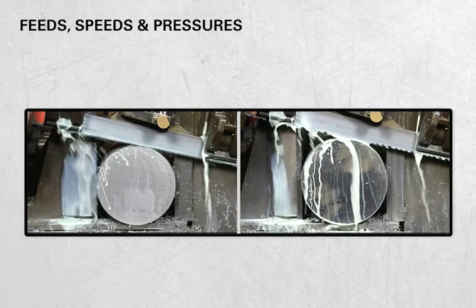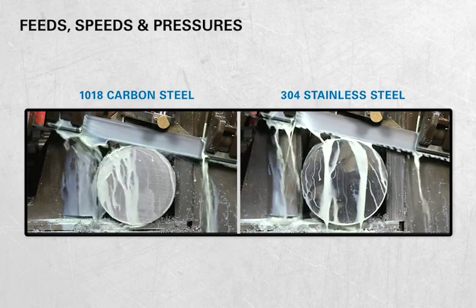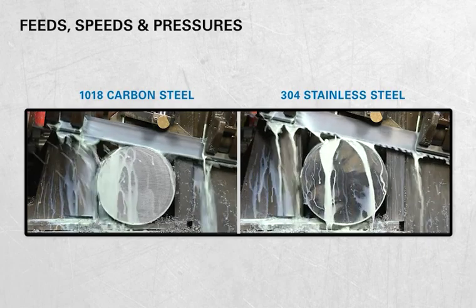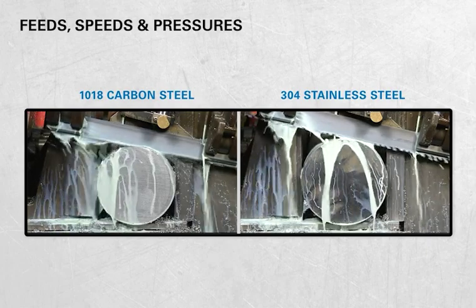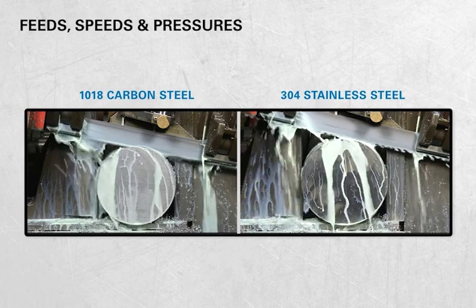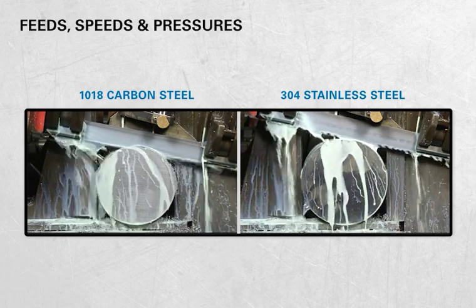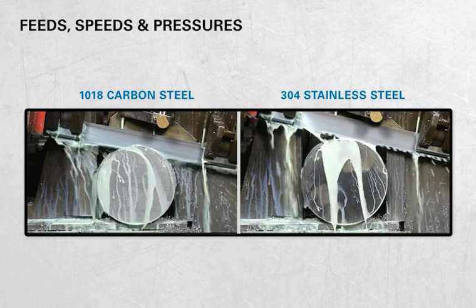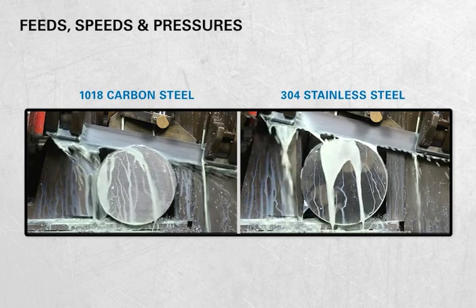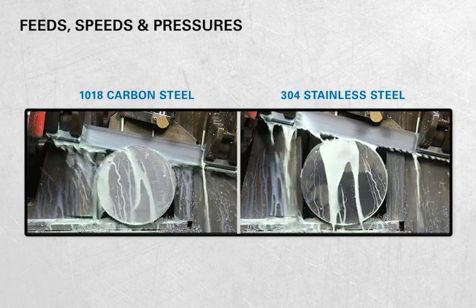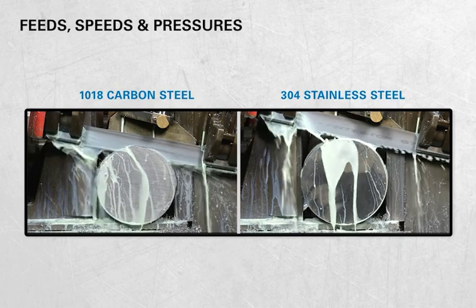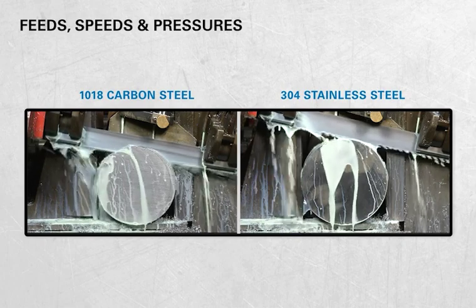In these videos, you can see how 1018 carbon steel with higher machinability will cut at a faster rate than 304 stainless steel. This is because softer materials like 1018 with high machinability will be able to handle faster band speeds. Faster band speeds lead to faster cutting. But if the band speed is too high for a specific material, it will produce more heat and will limit blade life.